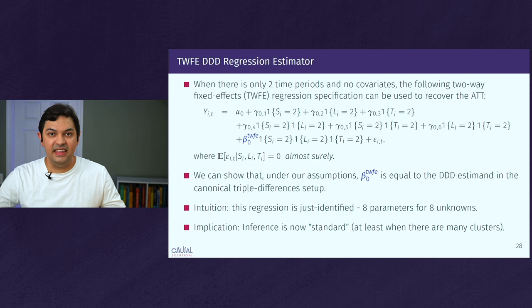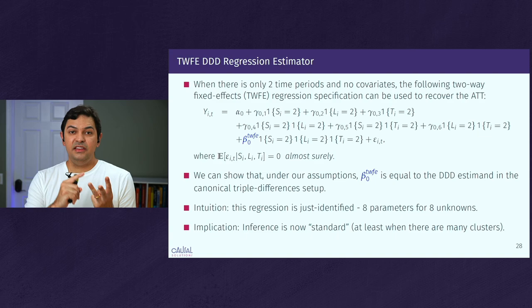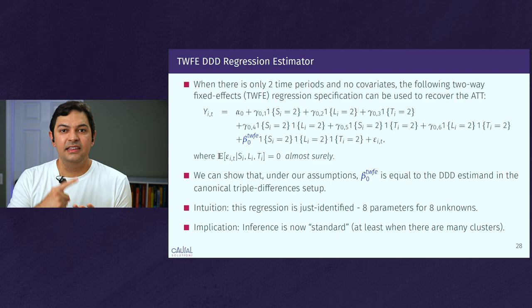time. We have 2 periods. Depending on states, we have 2 sets of states. And depending on partition, we have 2 partitions, A and B. So I have 8 different types of subgroups I can compute, right?